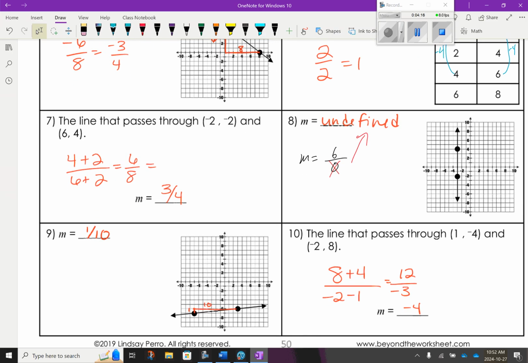And then for number 9, it's a very shallow 1/10. But again, it's positive. We'll trace the line left to right. It's going uphill, so that should be positive. And then finally for number 10, again, match up y with y, x with x. Always reduce. 12 divided by -3 is -4.